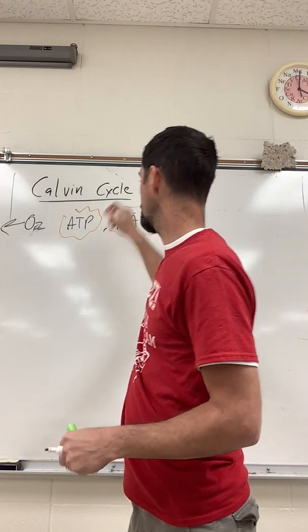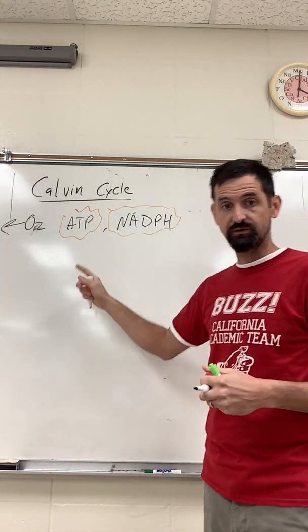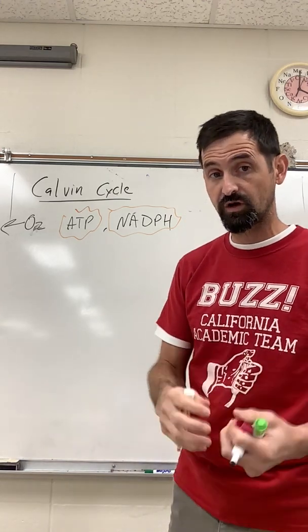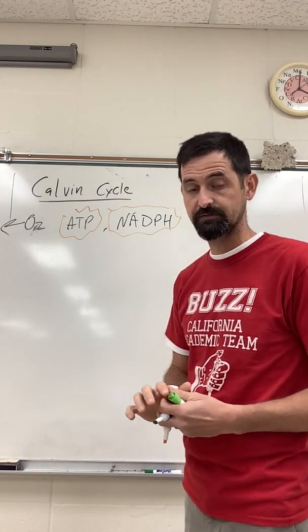So now, when it comes to the Calvin cycle, we're going to utilize these molecules along with our unused carbon dioxide to build a glucose, like C6H12O6.